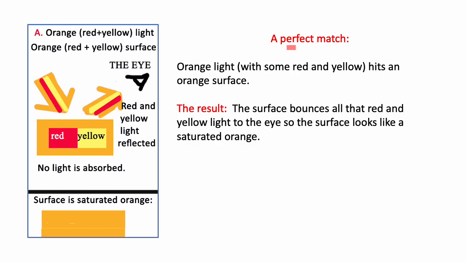Let's start with a perfect match where we have orange light hitting an orange surface, both made of red and yellow. The result is that the surface bounces all the red and yellow light to our eye, so the surface looks a saturated orange.